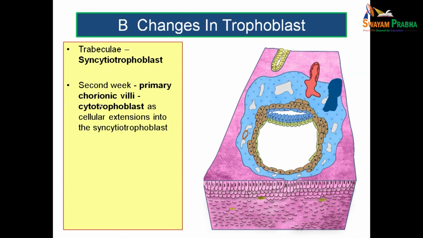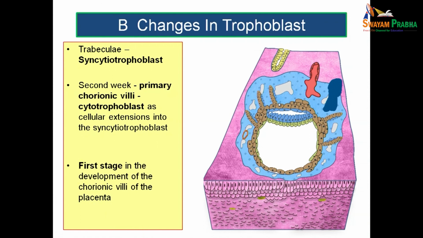By the second week, you have the formation of primary chorionic villi. That means the cytotrophoblast extends into the syncytial trophoblast as finger-like extensions. This is known as the formation of primary chorionic villi, and it happens by the end of the second week of the intrauterine period. Now, you need to convert these primary villi into secondary and tertiary villi. The formation of primary villi is the first stage in the development of the chorionic villi of the placenta.